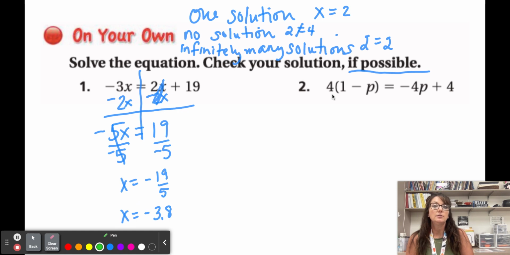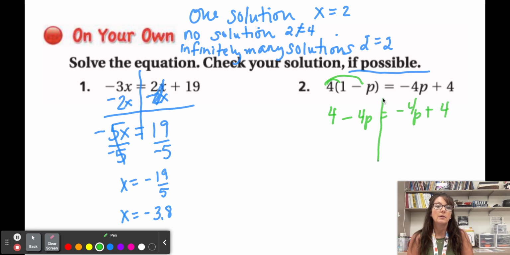Let's change colors just for fun. We have a distributed property, so we want to get rid of the parentheses. So we'll take 4, and then 4 times 1, and 4 times a negative p, which is negative 4p, is equal to a negative 4p plus 4.